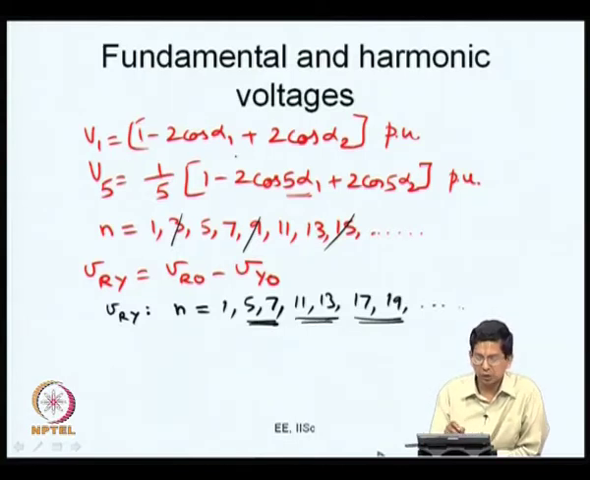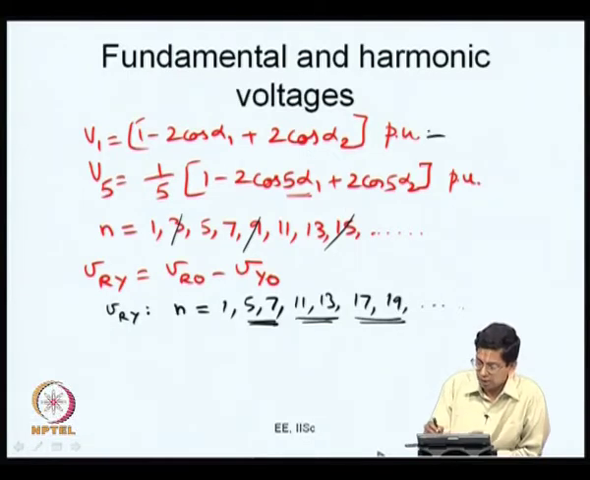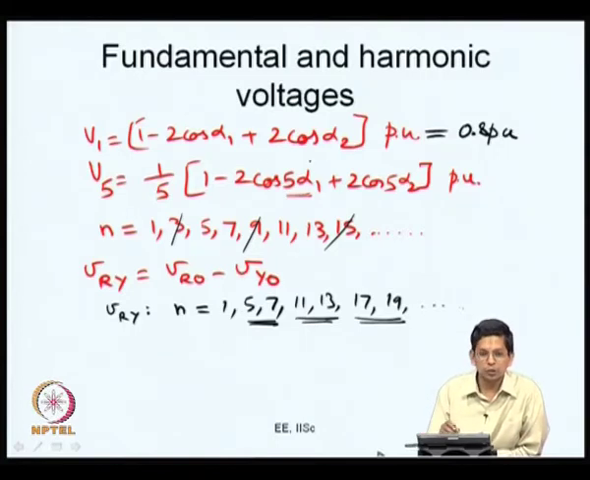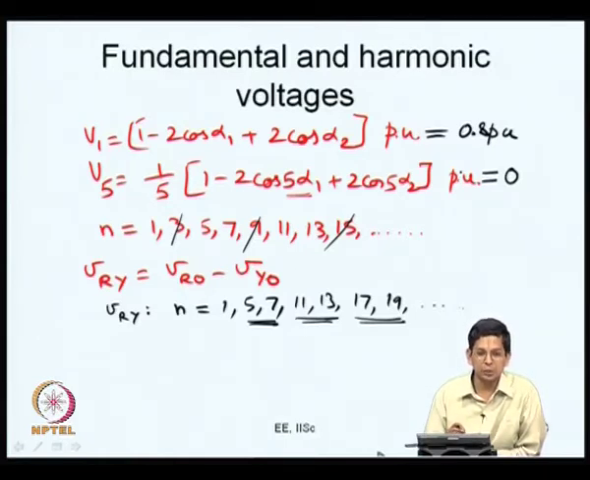So, if you want to say that you can choose your alpha 1 and alpha 2 such that the fundamental is equal to, let us say, some 0.8 per unit. Let us say 0.8 per unit is what we want. It is possible for us to choose not just one value, several values are possible of alpha 1 and alpha 2 which will give 0.8 per unit. At the same time, you can also make sure that V 5 is equal to 0. So, what you have is 2 equations and 2 unknowns, alpha 1 and alpha 2. You can solve these equations. Of course, these are transcendental equations, you may not be able to solve them straight away. It might be better to use numerical iterative procedures to solve these, but you can solve them.